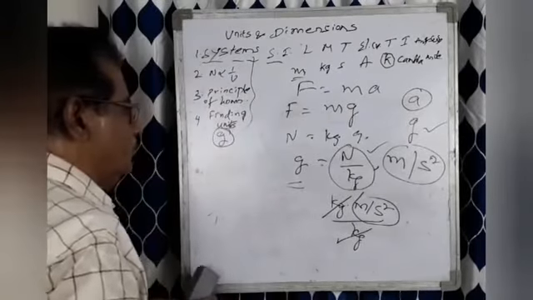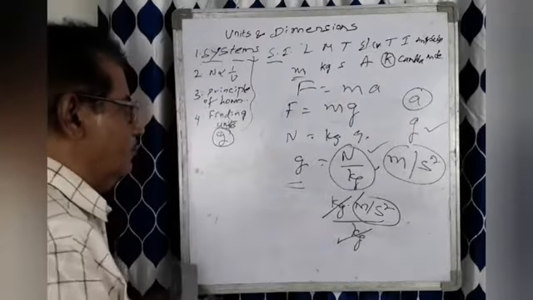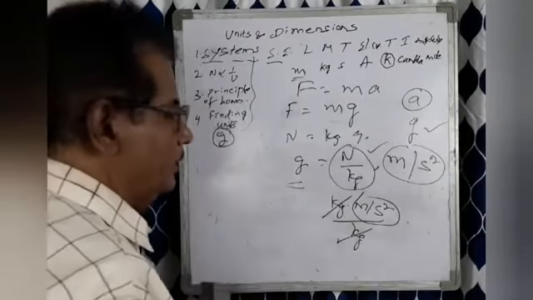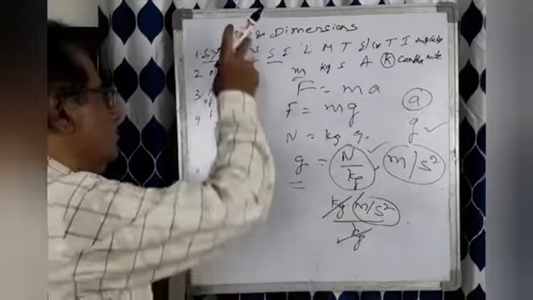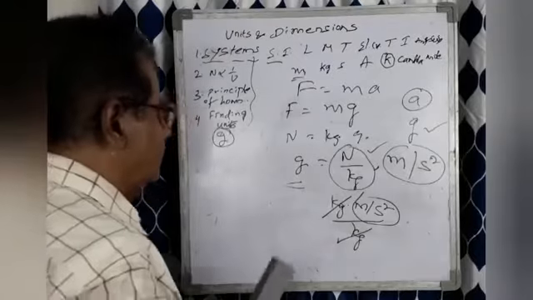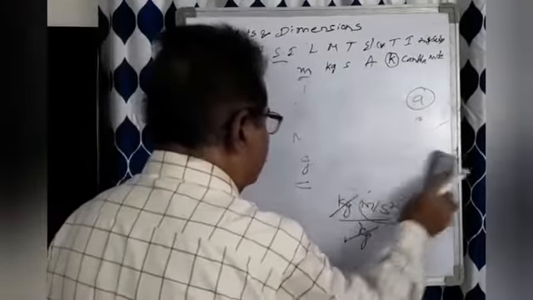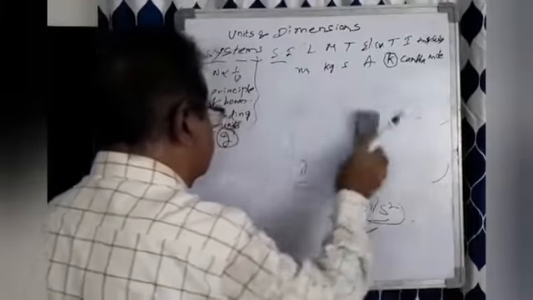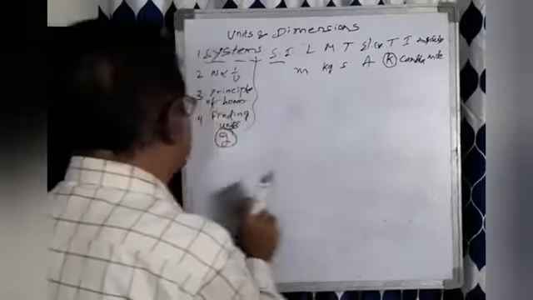If you are perfect in units, then the entire physics is in your hands. That's why I say physics made easy if you know well about the units. Not only this way, another way of finding units is there. Another way of finding the units is knowing the dimensions.